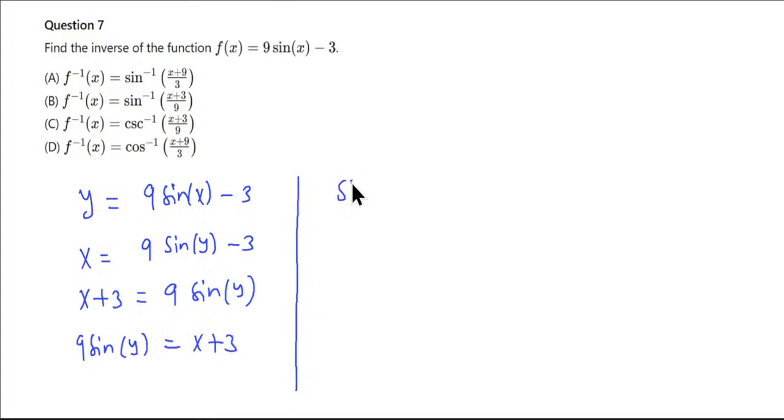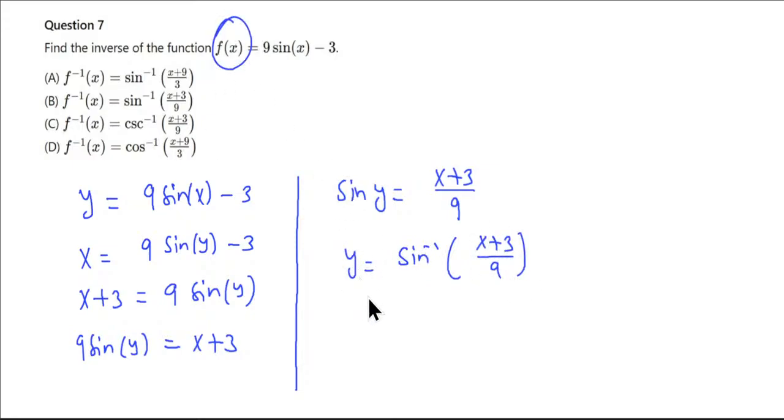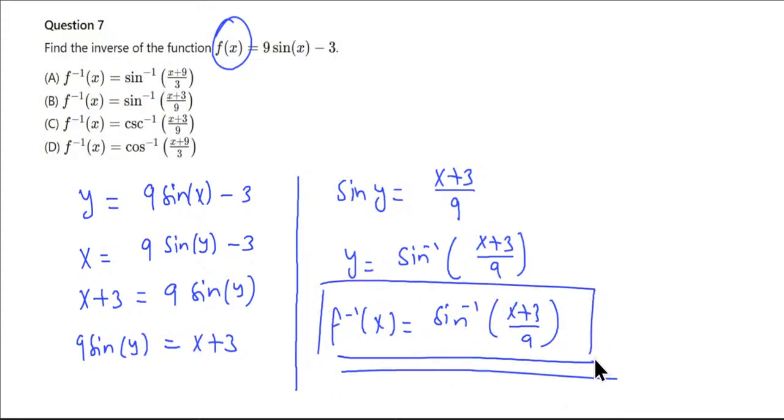And now I can divide both sides by 9. So it's going to look like x plus 3 over 9. And I want to isolate y, so I'm just going to say that y is equal to sine inverse of x plus 3 over 9. And finally, this y is replaced with the inverse symbol of the function. So f inverse of x is equal to sine inverse of x plus 3 over 9. So that is the final answer, which matches with option B, right?